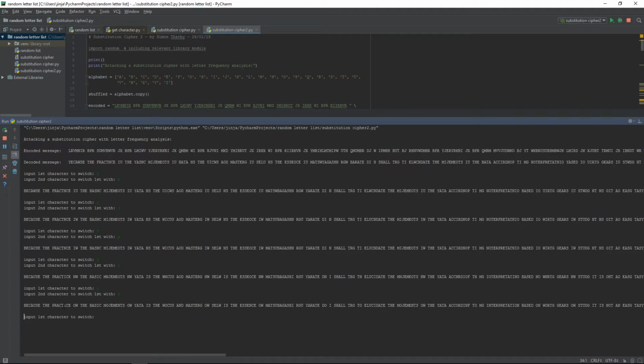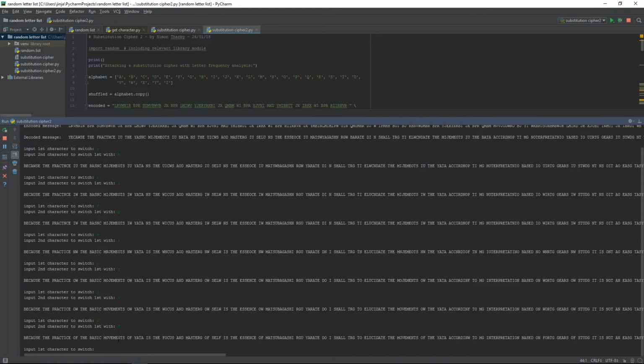And I'm guessing because the practice probably of the basic movements. So let's do J to V. Because the practice, yeah, I'm going to go for of. So W needs to become F. Of yata, could be yoga, right? Is the focus and masters of self? It doesn't make sense. Is the essence of Matsubagishi karate.